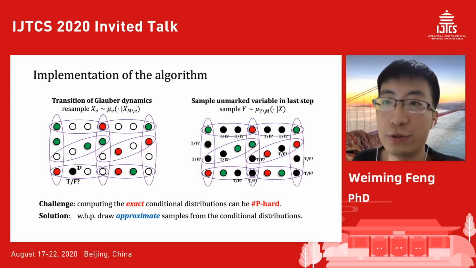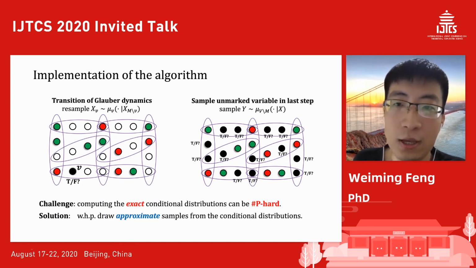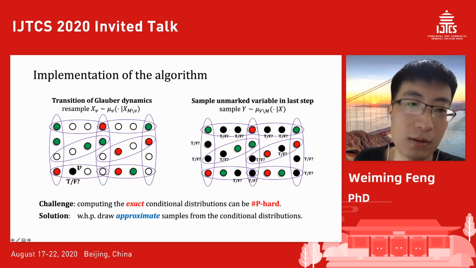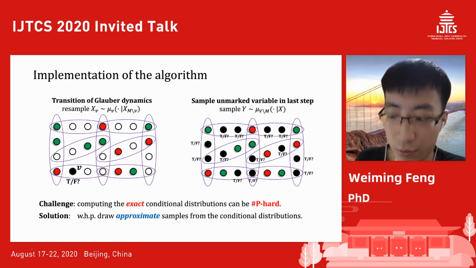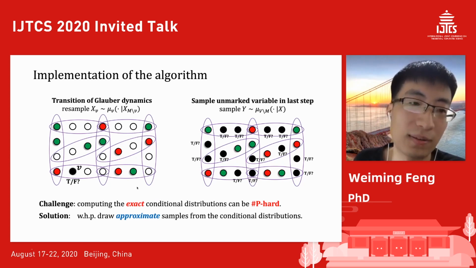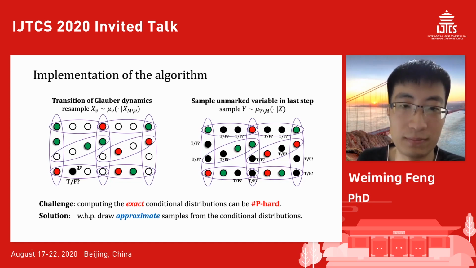Now, finally, we need to implement our algorithm. In each transition of the global dynamics, we need to resample the value of V conditioning on the assignment of other marked variables. And in the last step, we need to sample the assignment of unmarked variables conditioning on the marked ones. Computing the exact distribution can be #P-hard because it requires us to count the number of satisfying solutions of all unmarked variables. But with high probability, we can still draw approximate samples from these distributions.